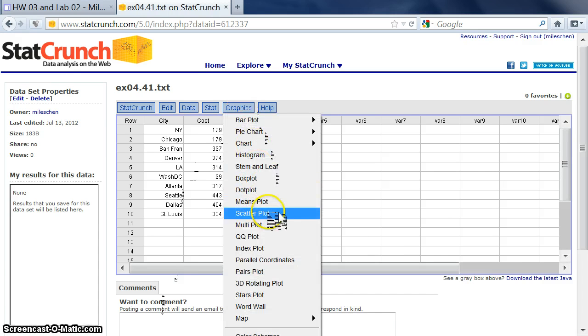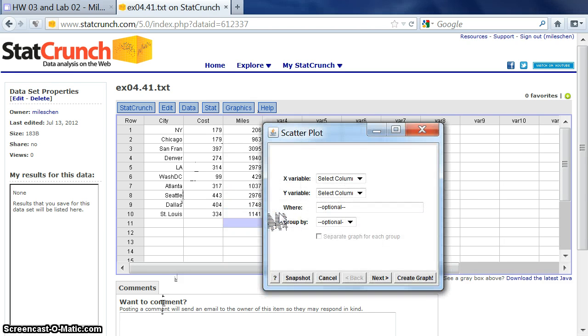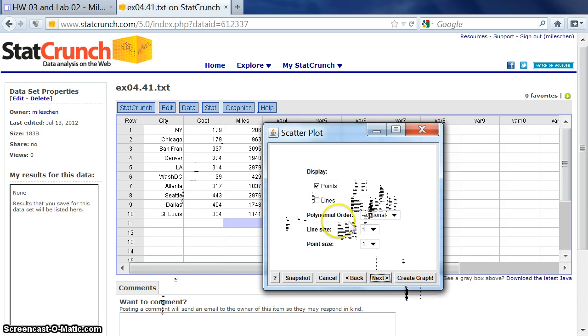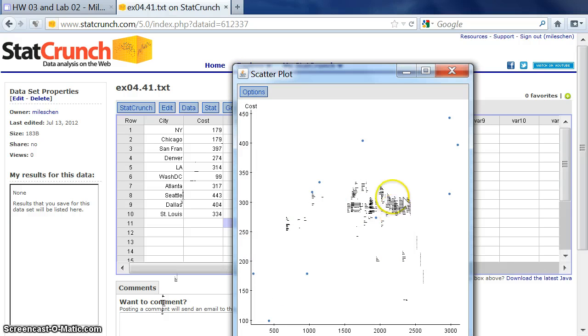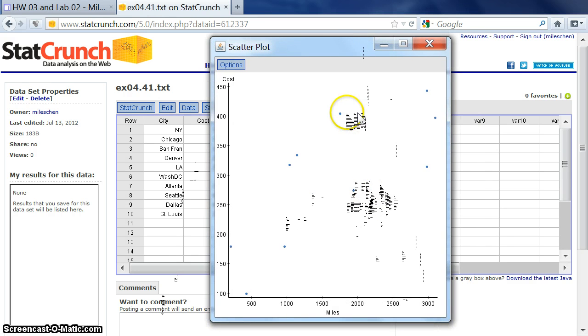To do that, first we have to create a scatter plot. So we're going to go to Graphics, then Scatter Plot. And again, the x variable is our predictor, what we are using to predict. So that's going to be miles, and our y variable is going to be cost. That's our response. We are using mileage to make a prediction about cost. Okay, we just want points. You can leave all the defaults. Click Create Graph, and here are the dots for the different flights.